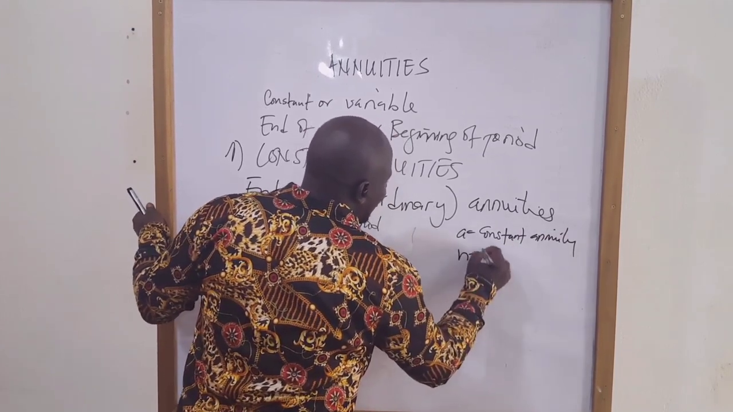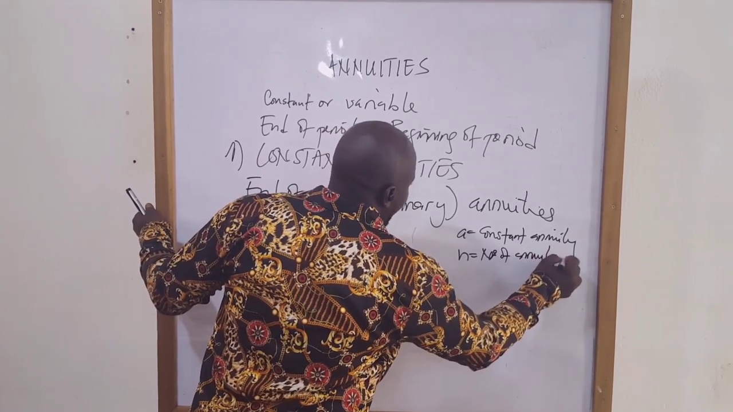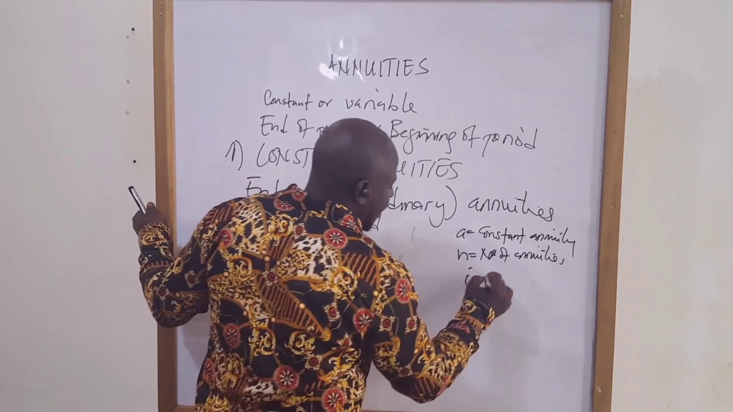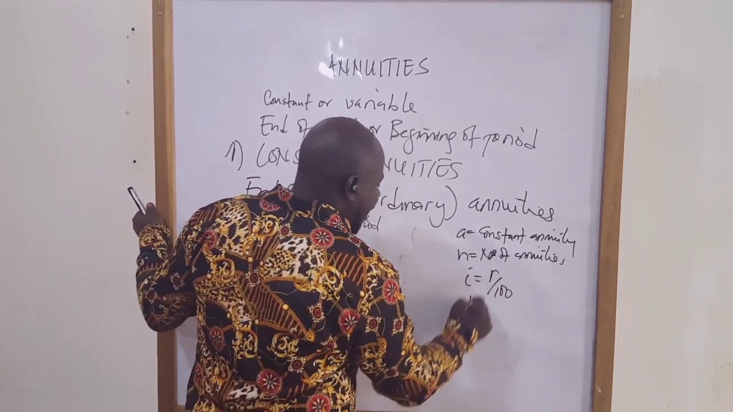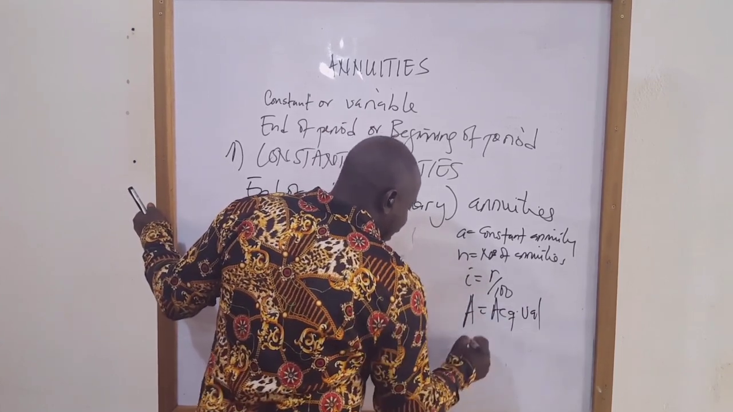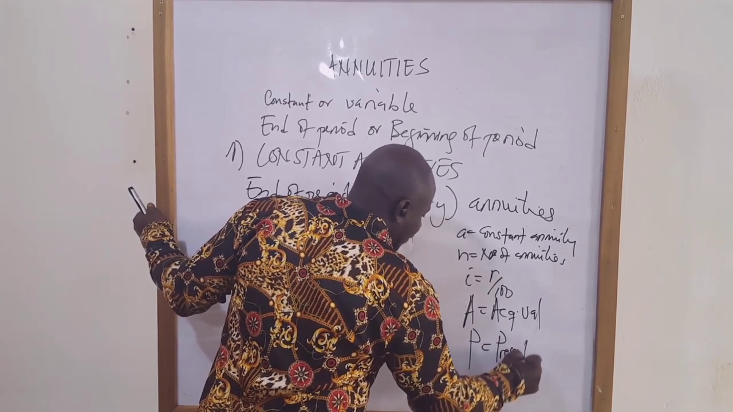Let N be the number of annuities. Let I be the interest rate for one period, that's R divided by 100. Let A be the acquired value. And let capital P be the present value or the actual value.